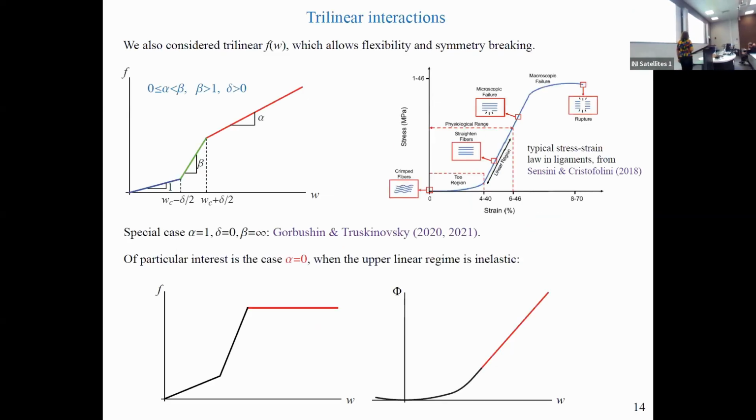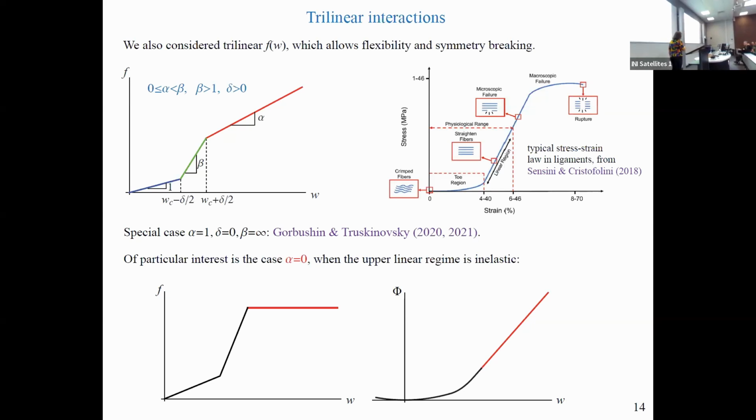All right. So another thing we did, and I just want to briefly mention this in the interest of time, is the case of trilinear interactions. Again, this choice was motivated in part by biological applications. So in tendons, which is something that every aged person needs to know about, we discovered, which we didn't think before, and ligaments and things like this.